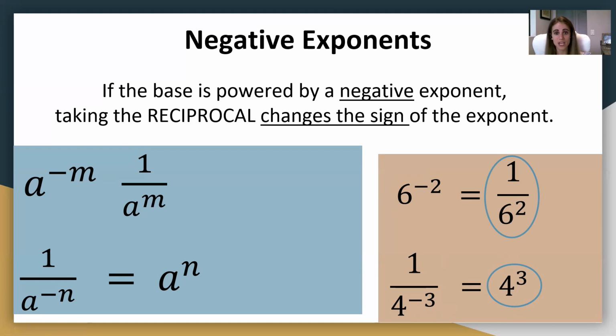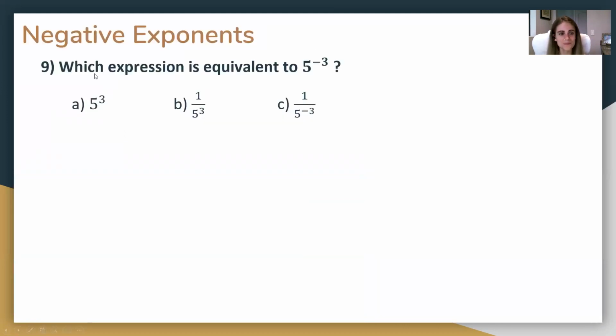Now, if this negative exponent thing was a little tricky for you, because this is the trickiest part, hang on with me. We're going to have some examples, and then I have a fun little extra video at the end that you can watch if the negative exponent thing is not quite clicking on why it is that you can take the reciprocal and change the sign. But let's do some practice first, okay?